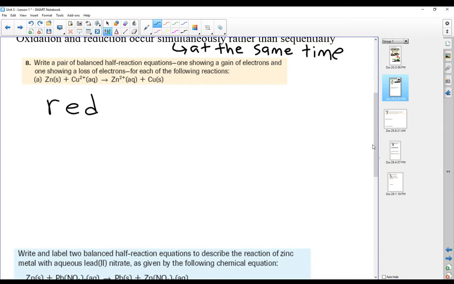We'll write our red and we'll write our ox. This is just a shorthand of writing reduction and oxidation. So my reduction. Which species is undergoing reduction? Remember, we have our acronym. Oxidation is loss. Reduction is gain.